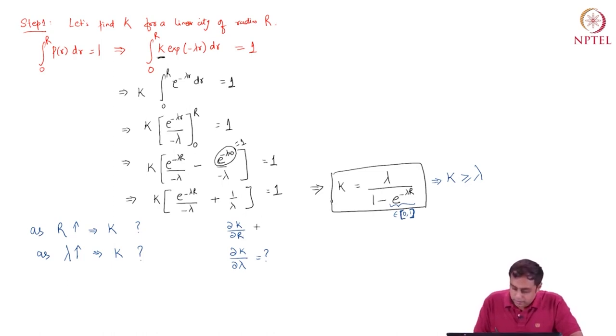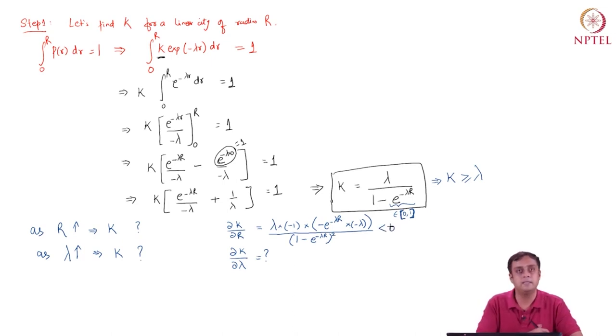Okay. So del k by del R by itself is going to be given as lambda times minus 1, which is the power on 1 minus exponential minus lambda R. I am applying the chain rule to conduct this differentiation. So I am now going to say minus e to the power minus lambda R multiplied by minus lambda, the whole thing divided by 1 minus exponential to the power minus lambda R, the whole squared. And if you look at it, it is going to be less than 0. Okay?